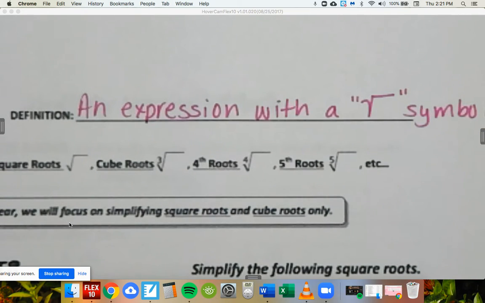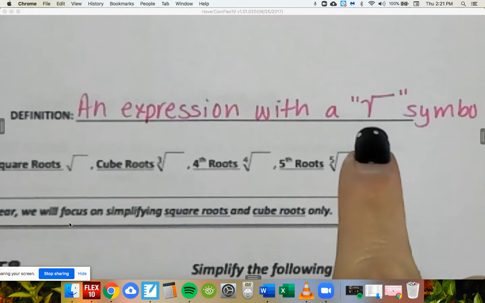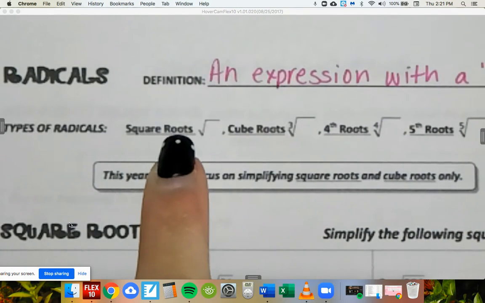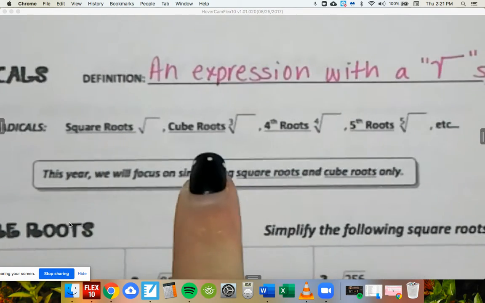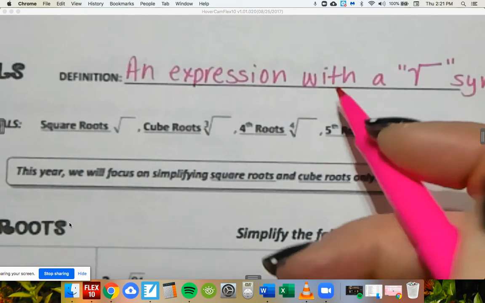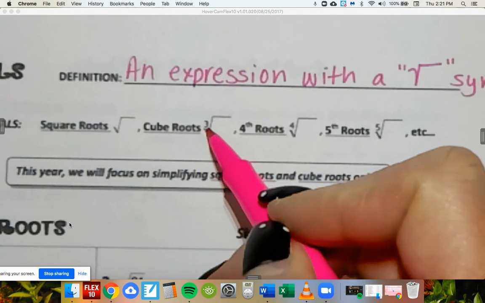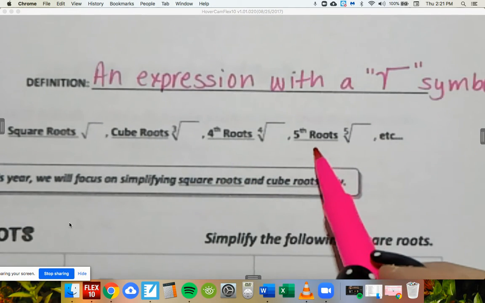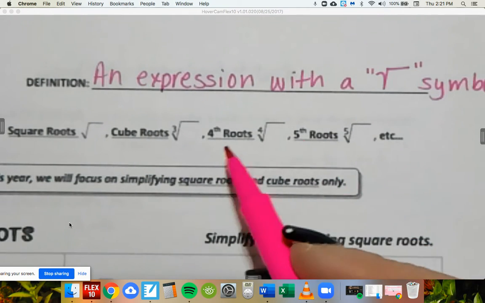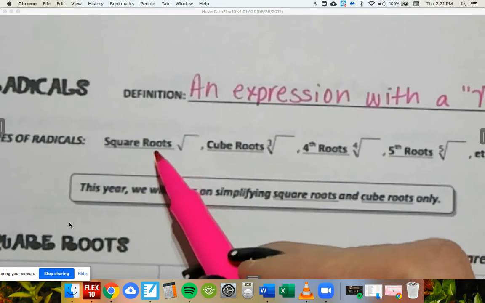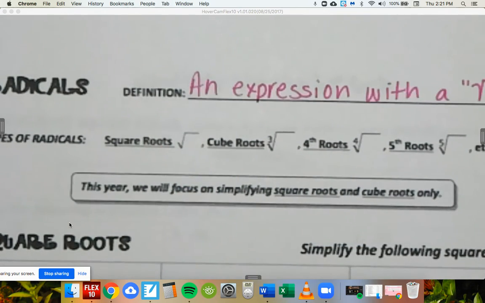That's a radical symbol. And again, written this way right now, that means square root. That's what this says. That's the square root symbol. We're also going to talk about cube roots, so there's actually a little 3 right there. There's something called 4th root and 5th root and 6th root, and you could keep going. But essentially, these first 2 are the 2 that we're most concerned with. So we're simply going to focus on square roots and cube roots.